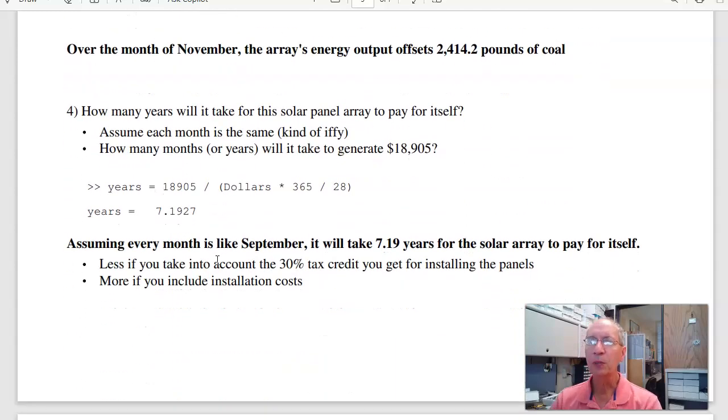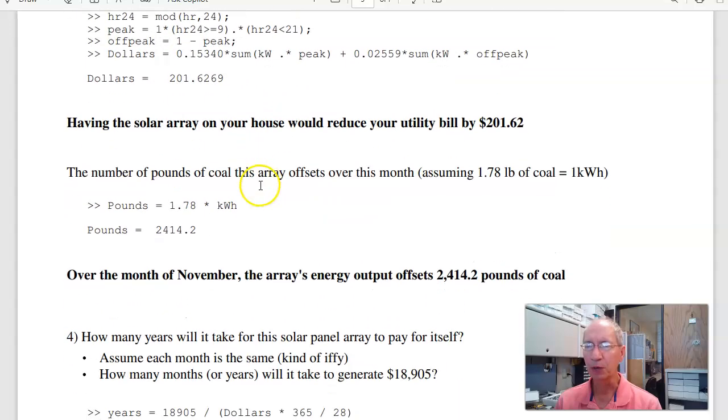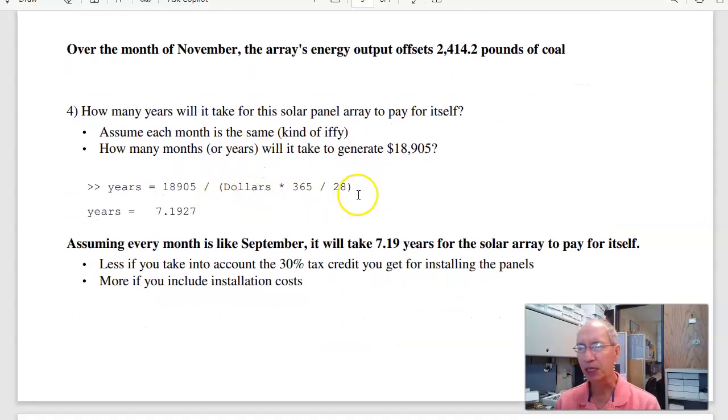Finally, do the solar panels pay for themselves? Well, one way to do that is find how many years it takes to pay off the solar panels. They cost $18,000. I am producing $201 over 4 weeks. So that's dollars per day, 365 days per year. Assuming every day is just like that month, which is kind of a bad assumption, but let's go with it. Assuming every day is just like April of 2023, it will take 7.19 years for the panels to pay for themselves.